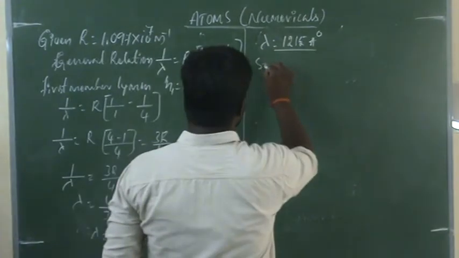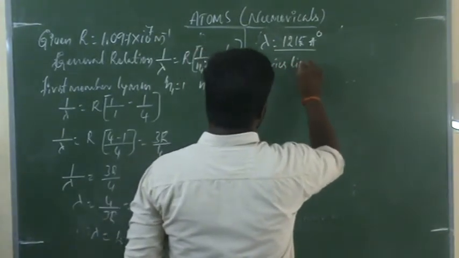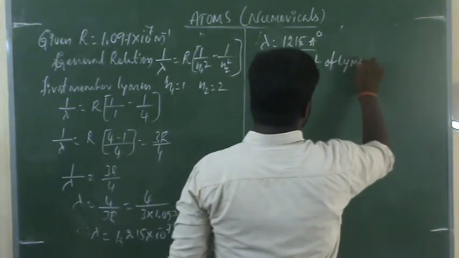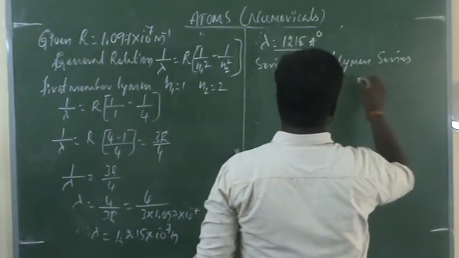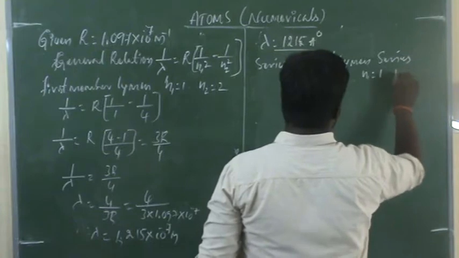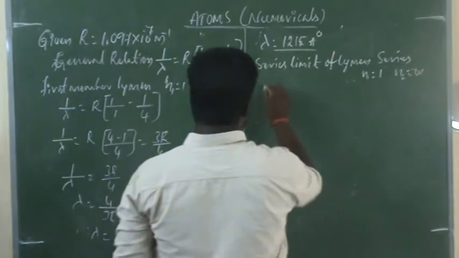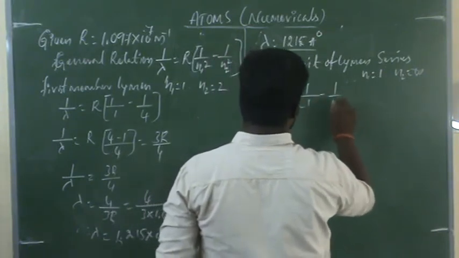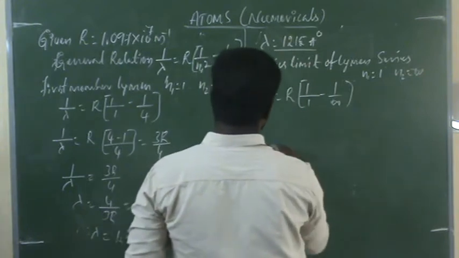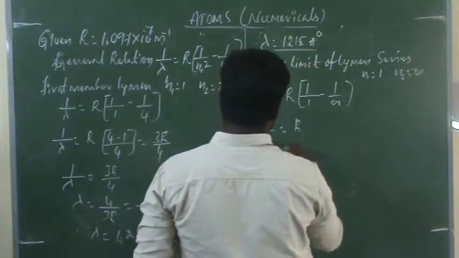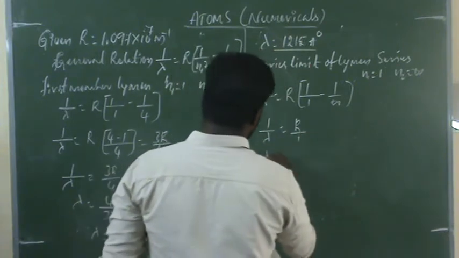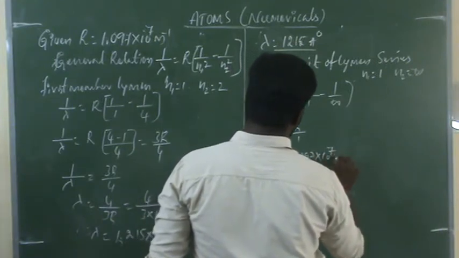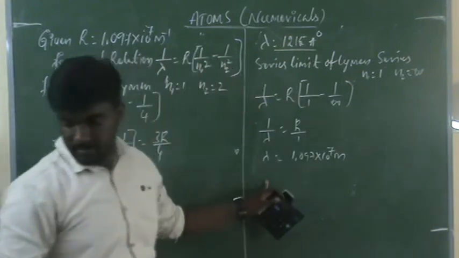Next, series limit of Lyman series. N1 is equals to 1 and N2 equals infinity. 1 over lambda equals R into 1 by 1 square, means 1, minus 1 by infinity, which is 0. So that means 1 over lambda is equals to R by 1, where lambda equals 1 over 1.097 into 10 to the power of 7 meters. Clear?